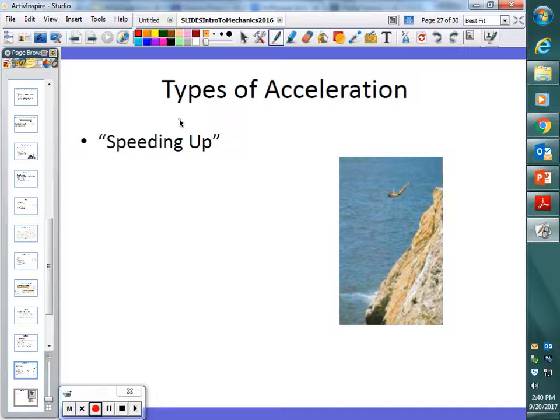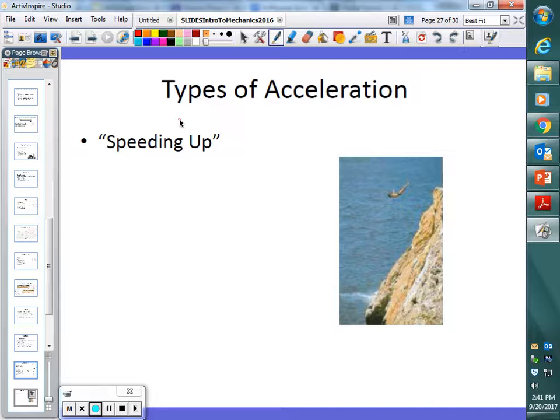Down at the bottom, letter E, I already told you before, three things that we consider acceleration. Speeding up is what most people think of as acceleration. So if speeding up is a change in velocity, what else is a change in velocity? Slowing down is also a change in velocity, right?